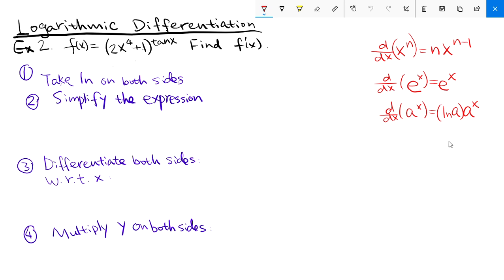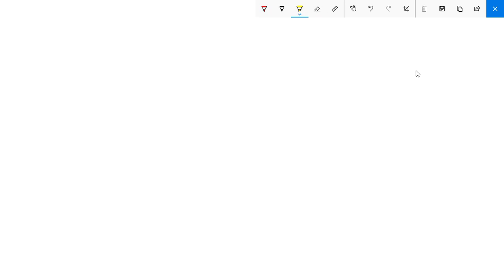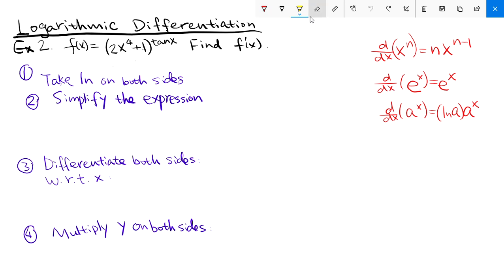Also, we cannot use any of those formulas for some base number to the power of x, because our base here is 2x to the fourth plus 1. It's also not just a constant number. We have a function of x to a function of x on the power. For this type of function, the only way to find its derivative is to use logarithmic differentiation. So let me show you how to do this using the same method that you just saw.